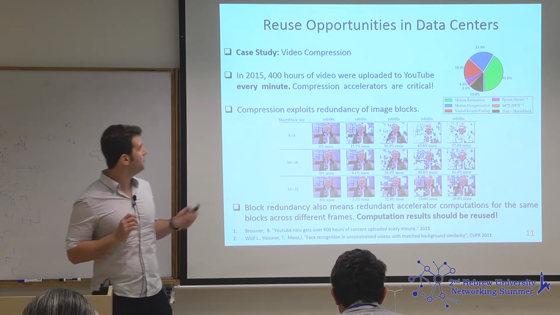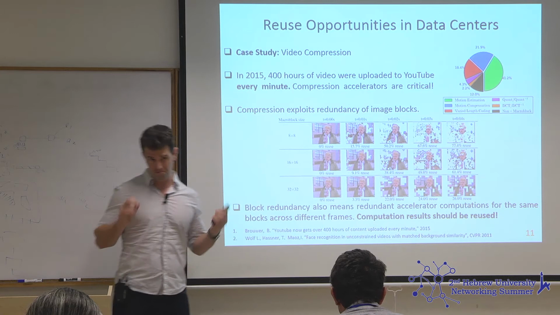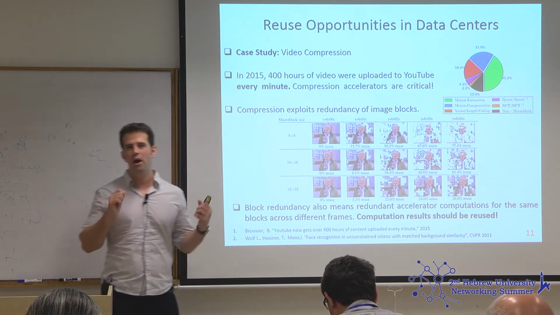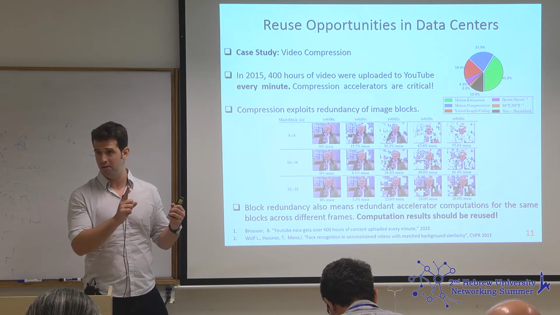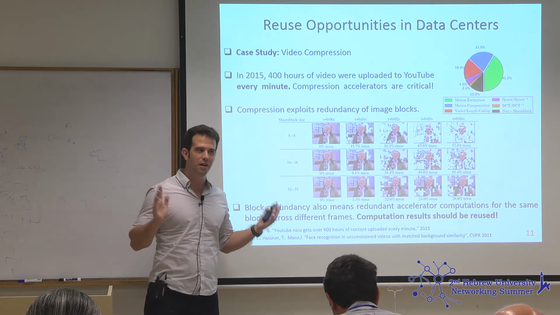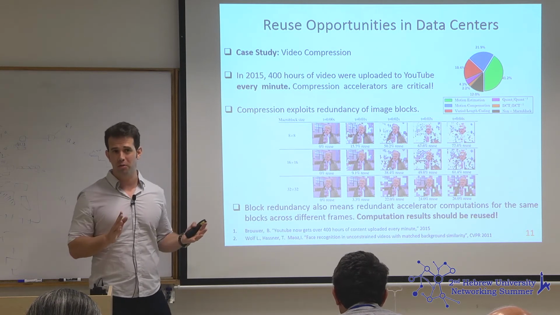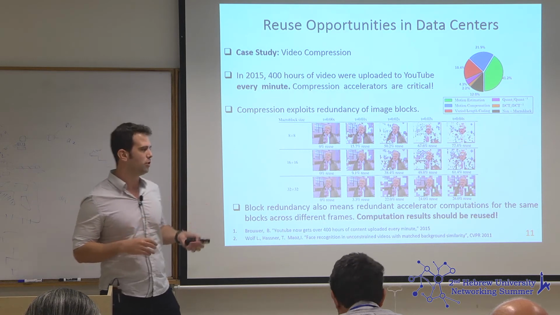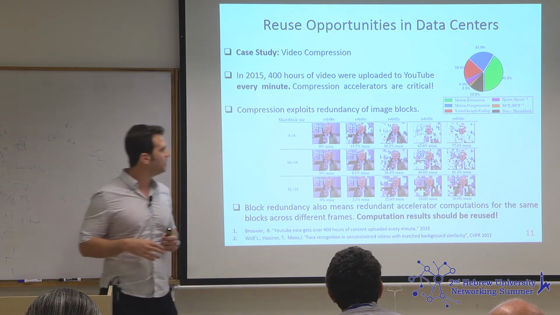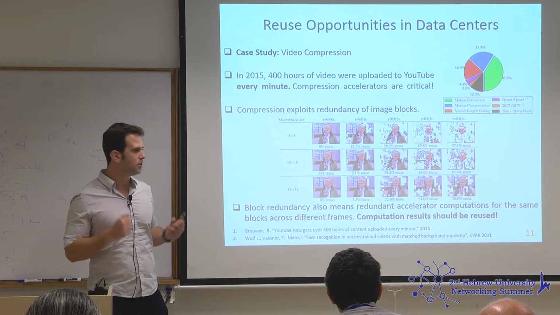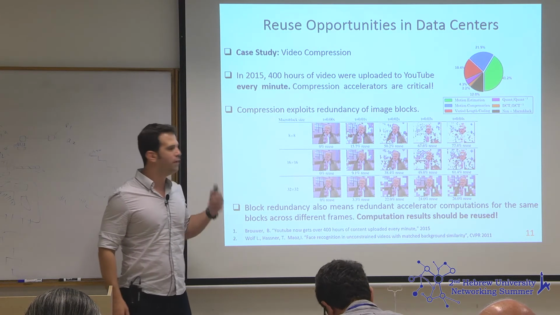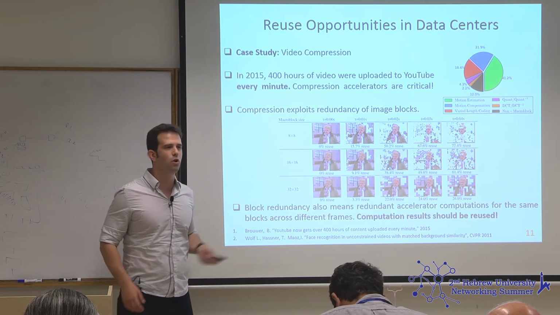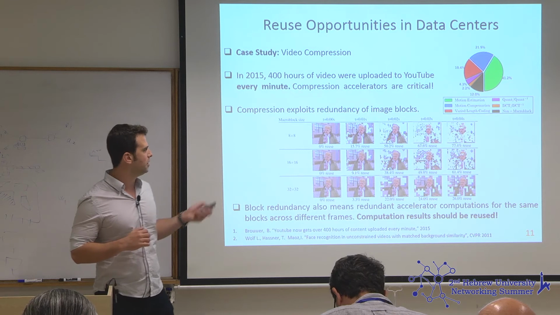In 2015, if you look at YouTube, the YouTube servers were getting uploads of 400 hours of video every minute. So there's a lot of data, a lot of videos coming in, and we need to compress them. So video compression accelerators are super crucial and useful, and we might need to see how we can integrate them. Interestingly enough, video compression algorithms exploit the redundancy of what are called macro blocks in video.